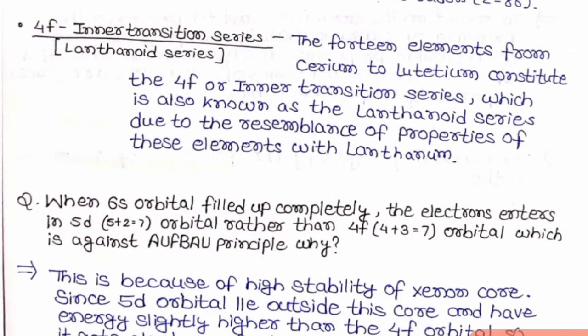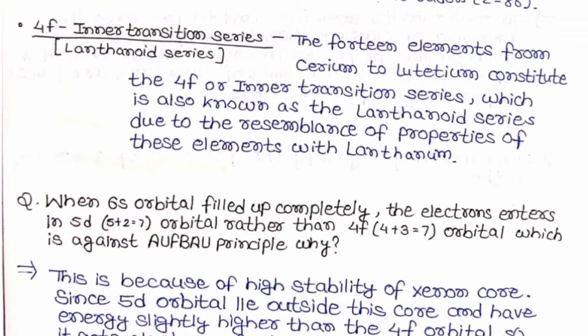Now let us come to the 4f inner transition series or lanthanoid series. The 14 elements from cerium to lutetium constitute the 4f or inner transition series, which is also known as lanthanoid series due to the resemblance of the property of these elements with lanthanum.